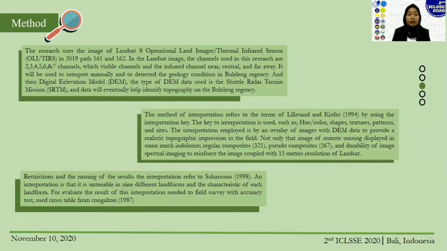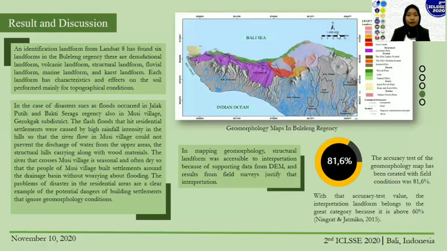To evaluate the result of this interpretation, a survey with an accuracy test is needed, using the cross table from Congalton, 1987. The result of this research is the identification of landforms from Landsat 8, which found 6 landforms in Buleleng Regency. There are denudational landform, volcanic landform, structural landform, fluvial landform, marine landform, and karst landform. Each landform has characteristics and an effect on the soil performance for topographical condition.